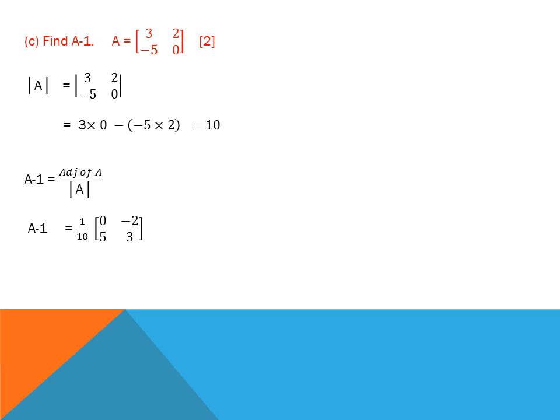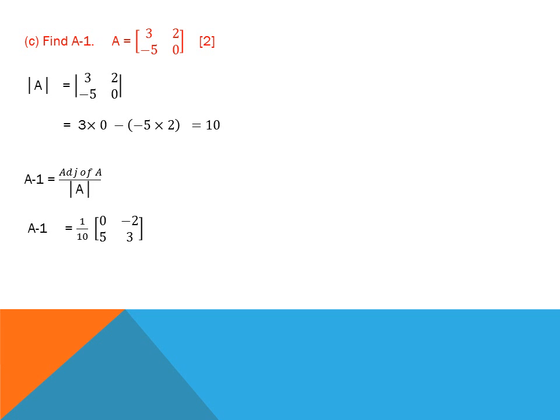Find the A inverse. The method for finding A inverse is adjoint of A over modulus A, the magnitude. When I take the modulus, 3 multiplied by 0, then take a negative sign, then minus 5 multiplied by 2. When I simplify this, it is equal to 10. So the inverse formula is adjoint of A over mod A.